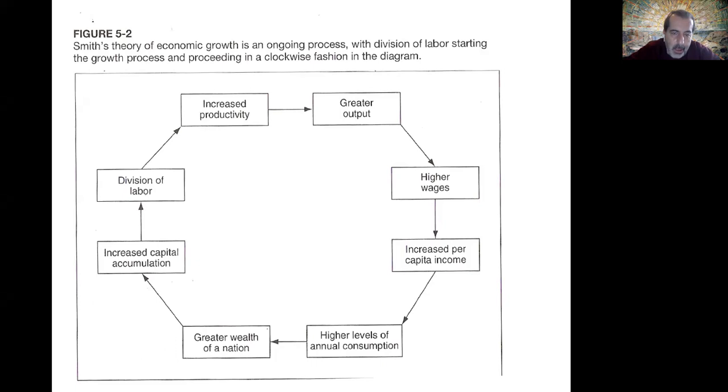Division of labor increases productivity, which means greater product output, what is produced in the country. It will lead to higher wages and also increased per capita income, higher levels of consumption, and therefore greater wealth of nations. Wealth means more or less national income for Adam Smith or for the classical writers in general. Again, increased capital accumulation. And this is a process which repeats itself in an expansionary way. So the result is the increasing riches of the society in general.